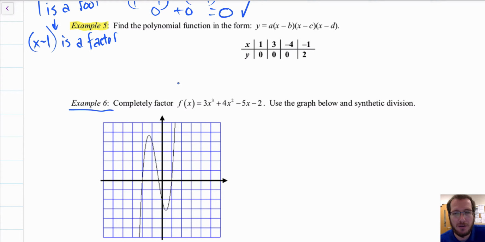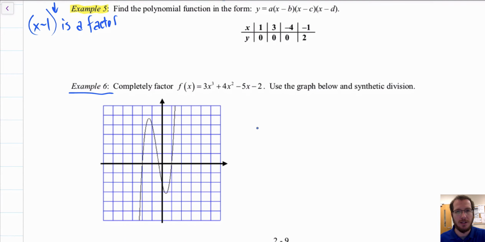Okay, it says completely factor this function f of x, use the graph below, and synthetic division. Okay, so we're going to have access to our graphing calculators for this unit, in order to graph some of these polynomials. But when you're asked to find these real zeros or complex zeros later on, we're looking for exact zeros, these exact solutions. If we have decimals, or if we have irrational or complex numbers, our calculator is not going to give us those exact values.